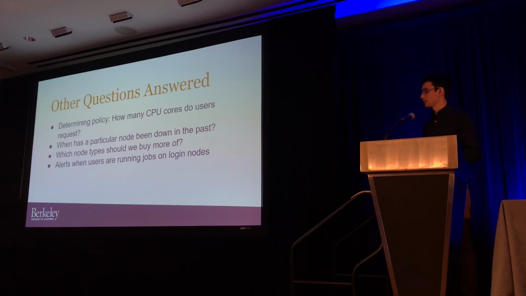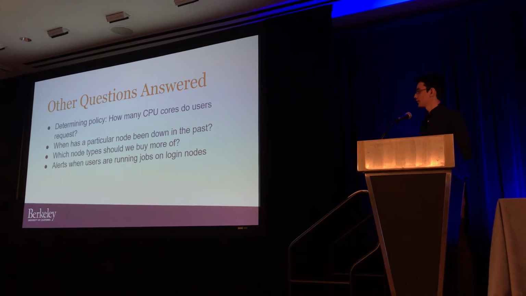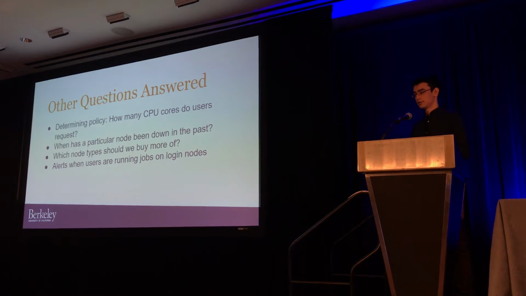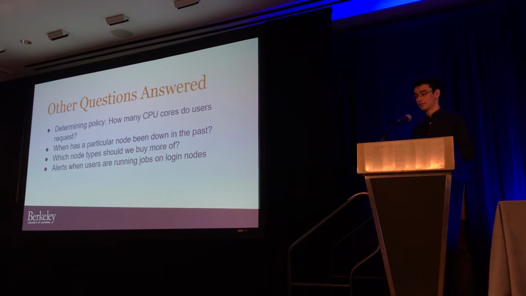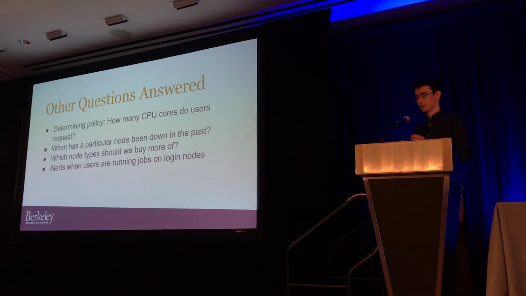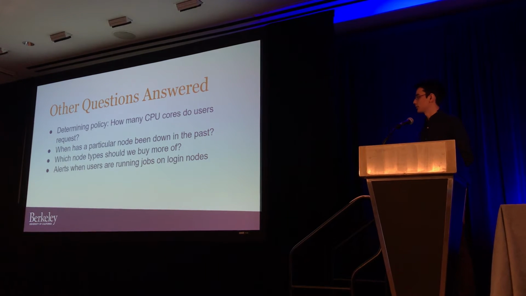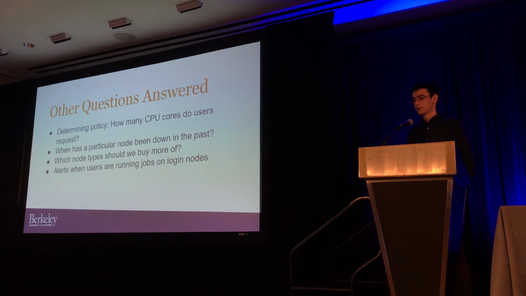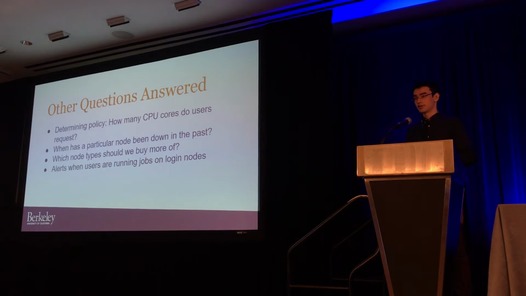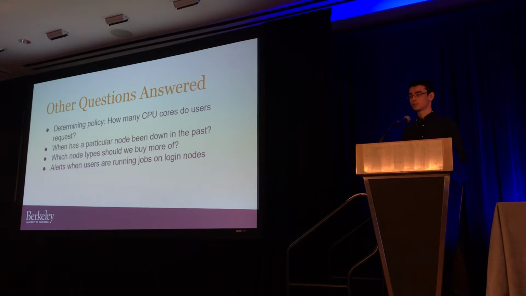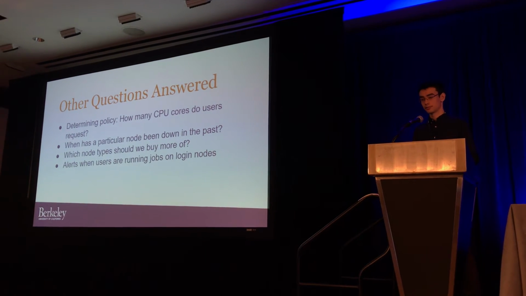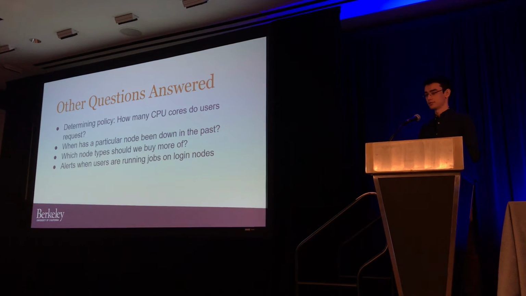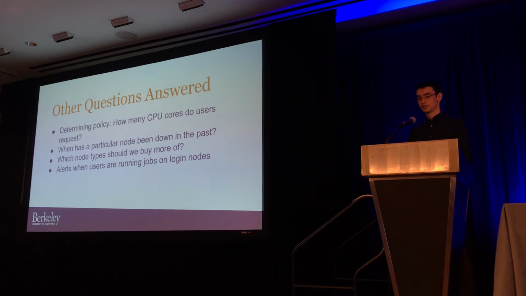We can also ask, from the sysadmin perspective, when has a particular node been down in the past? You can query this with Slurm, of course, but it's great to see it as a time graph, and you can also correlate it with other nodes. You can layer these time series data graphs on top of each other. We can also ask which node type we should buy more of. You can create a query that looks at the percent utilization of a cluster over a period of time. So we could see the GPU nodes are at 100% utilization all the time, maybe we should buy more of those.